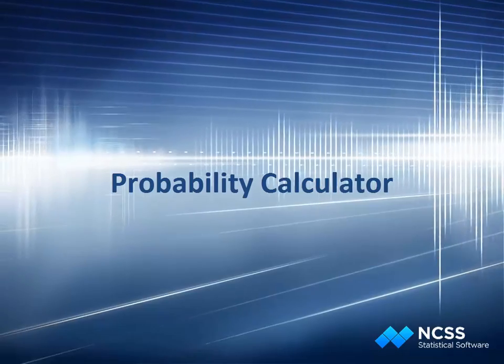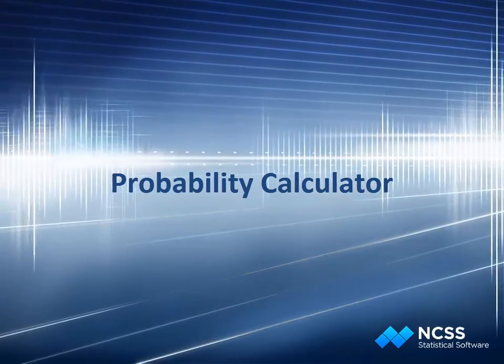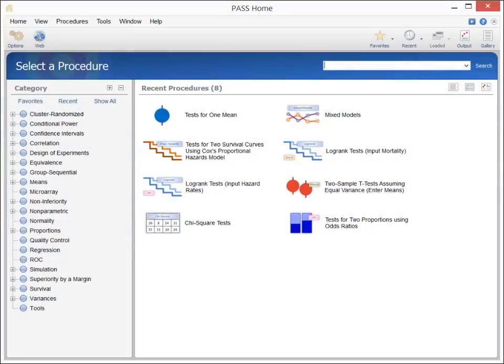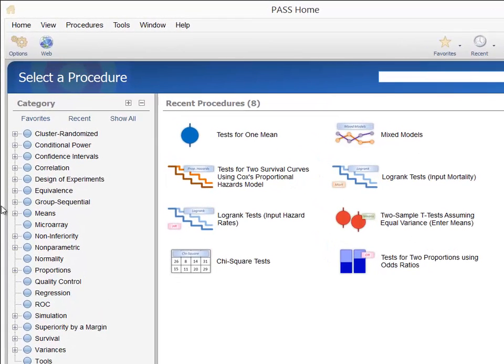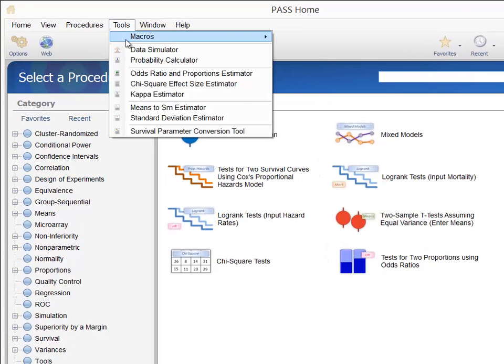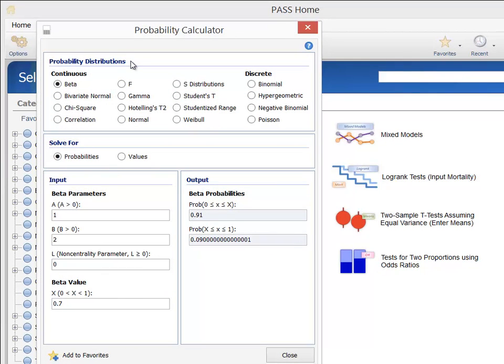In this short video, we'll demonstrate how to use the probability calculator. The probability calculator is provided as a tool with both NCSS and PASS for calculating probabilities and values from several continuous and discrete distributions. Use the Tools menu to load the probability calculator.